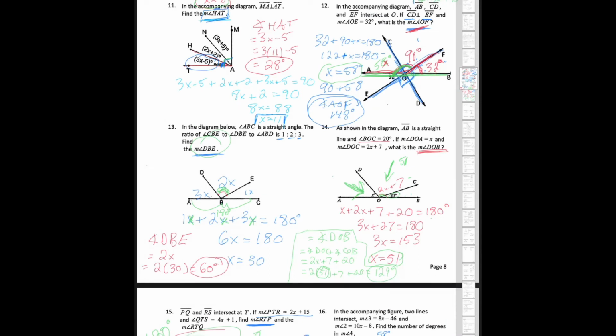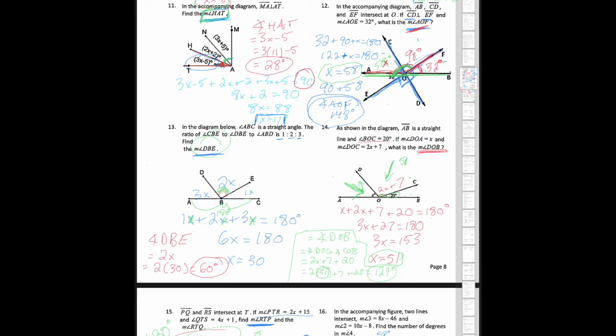So now let's take a look at number 11. So number 11, we have two perpendicular lines meeting, MA and AT. So when they meet, that forms a right angle. So we're looking for angle HAT. So we're looking for this angle here. So if I change my color, this angle there, 3x minus 5. So what do we do? Given that they're perpendicular, we know that all three angles added together equal 90 degrees.